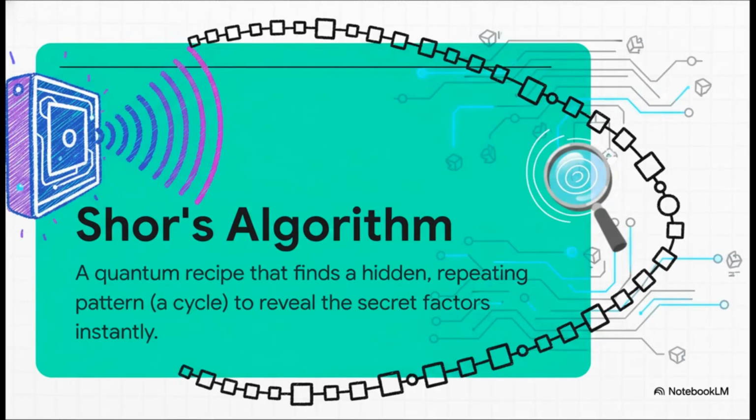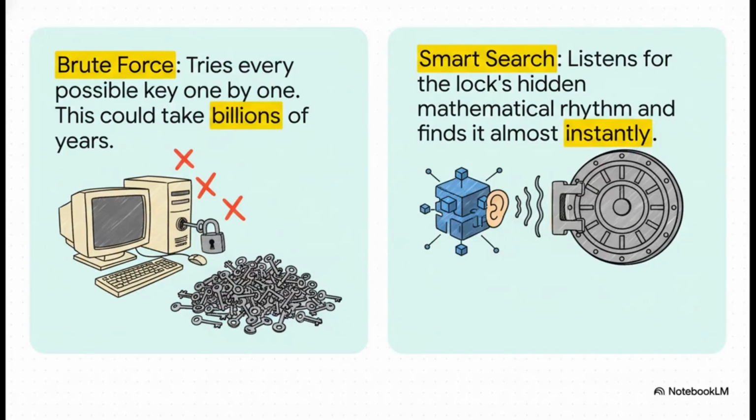And here's where it gets so incredibly clever. Shor's algorithm doesn't waste time trying to guess the secret numbers. No, that's the slow way. Instead, it kind of listens. It listens for a hidden, repeating rhythm that's buried deep in the math of the lock itself. Let me put it this way.